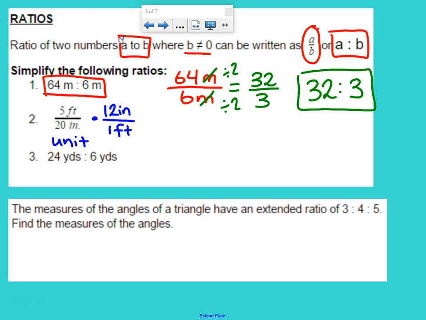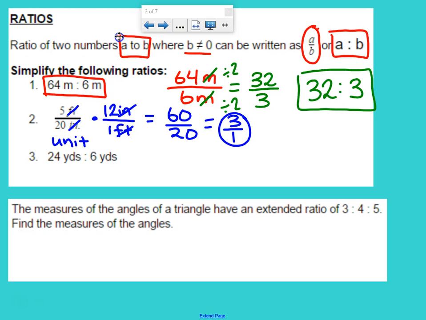Multiply through, we get our feet are going to cancel, our inches are going to cancel. 5 times 12 gives us 60. 20 times 1 gives us 20. Reduce that into simplest form, we get the ratio of 3 over 1.